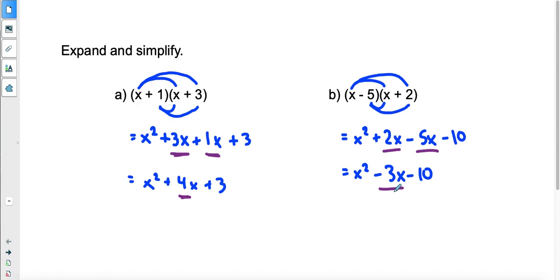So something we might notice when we're looking at this is, let's look at the numbers inside the brackets. In this case, we have 1 and 3. In this case, we have negative 5 and 2. So in each case, you'll notice the two numbers inside my brackets add to give you the middle number. Same thing here: negative 5 plus 2 adds to give me the number in front of the x in the middle.